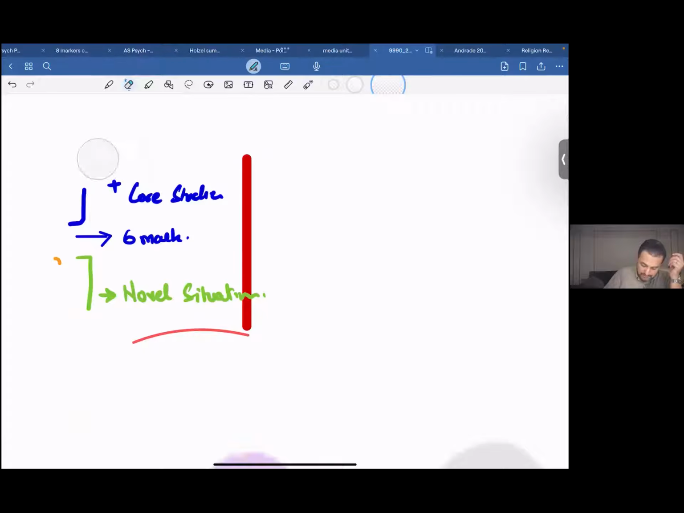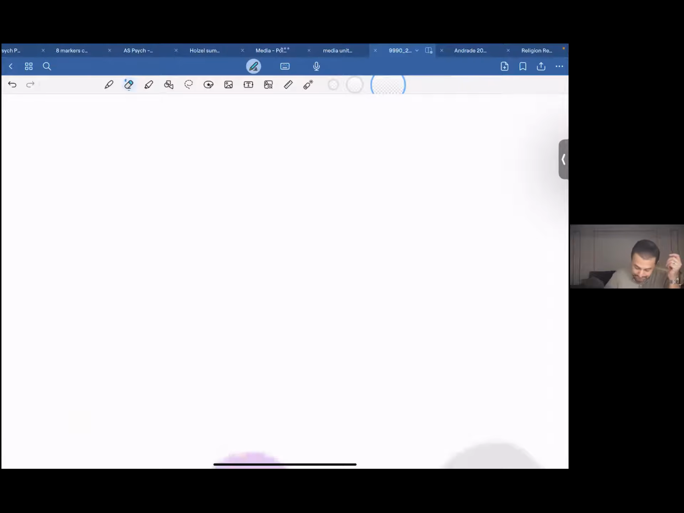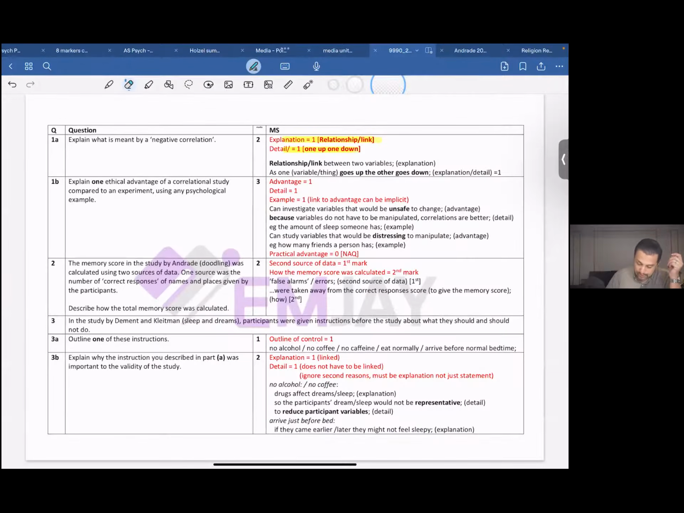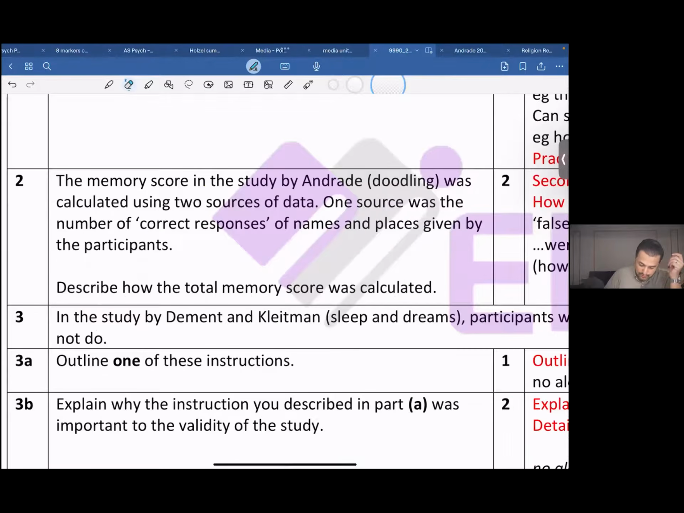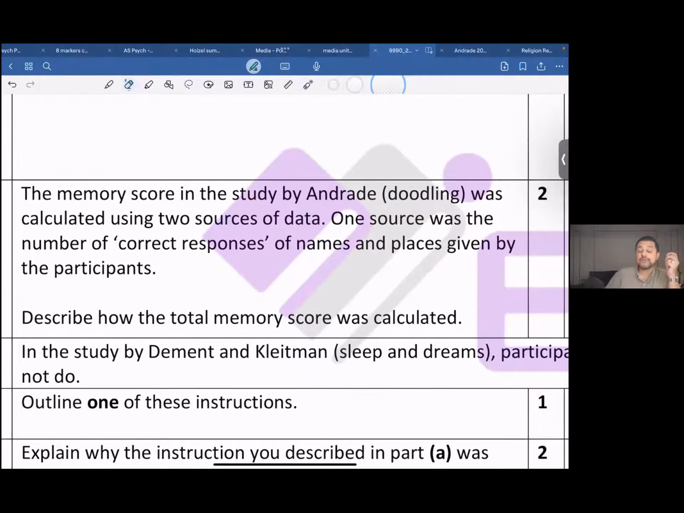So taking this a step further, moving on. Question number 2 is of 2 marks. It reads, the memory score in the study by Andrade, that is doodling. We're talking about the memory score, from the research that was conducted by Andrade on doodling. The memory score in the study by Andrade was calculated using 2 sources of data.